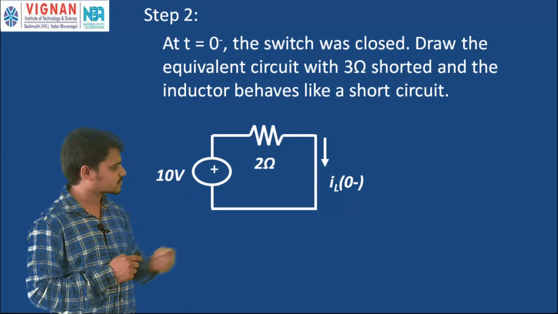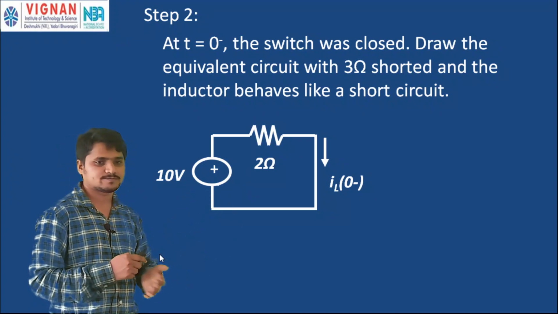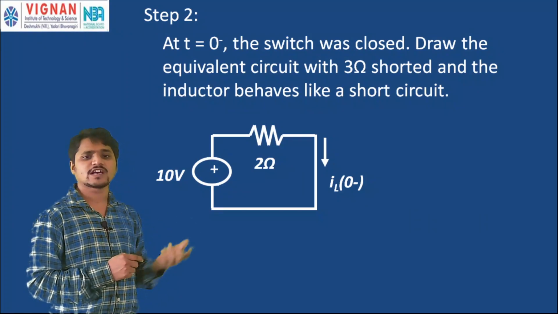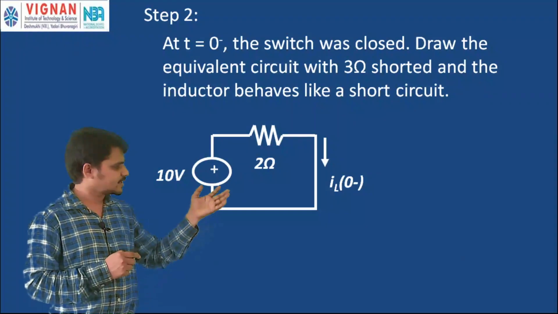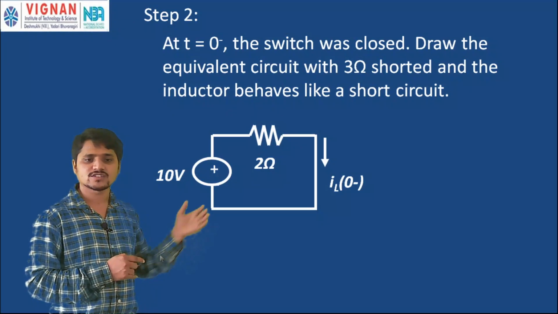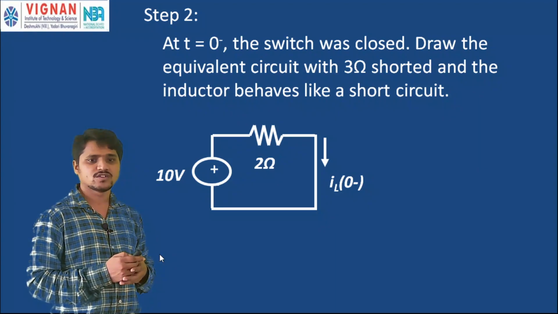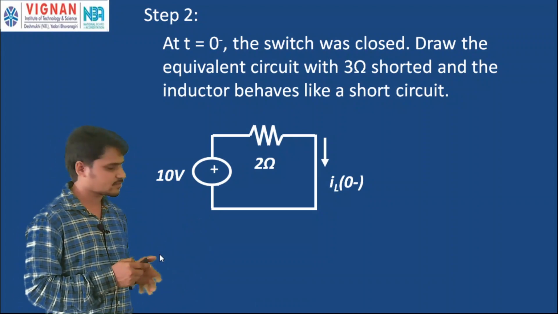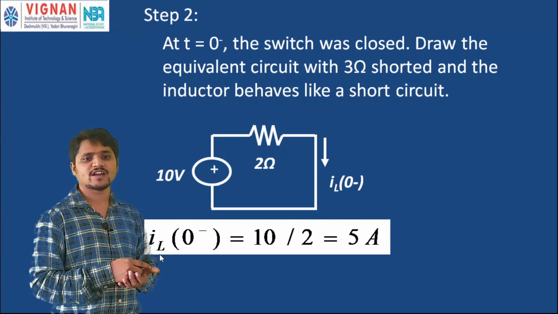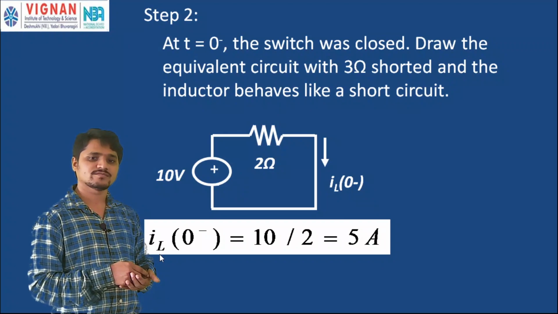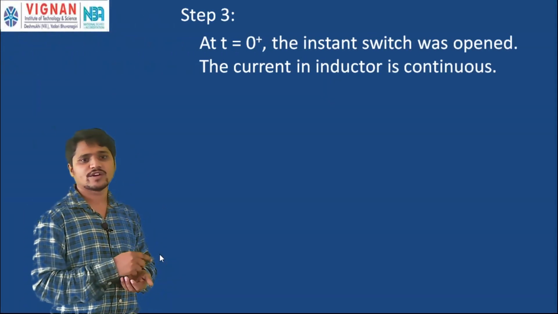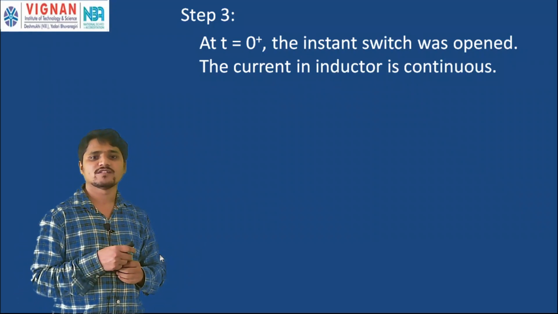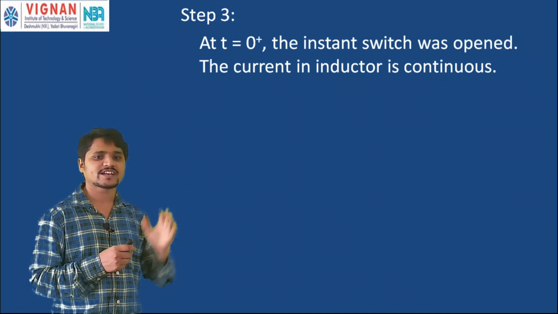Now we want to find out the current in this circuit, that is called IL of 0 minus. Means before opening the switch, the switch was closed. So what is the current in the circuit? That current we are calling IL of 0 minus. Now it is easy to find IL of 0 minus. Only the voltage source is there and the resistor is there. So the current flowing through the resistor is I equal to V by R from Ohm's law. Therefore IL of 0 minus is 10 by 2, that is 5 amperes. Okay. Now what is step 3? At t equal to 0 plus, that means after the switch was open, the instant the switch was open, the current in the inductor is continuous.